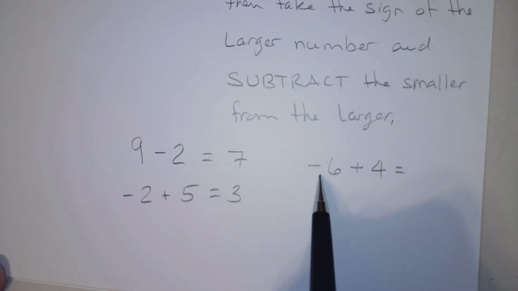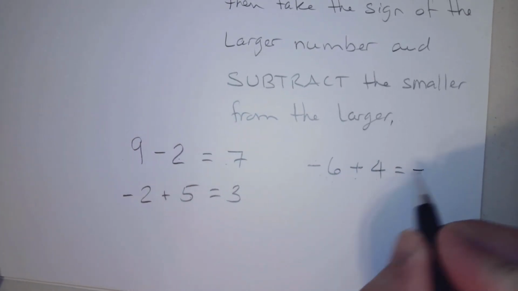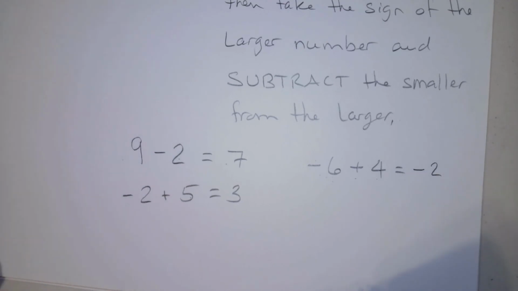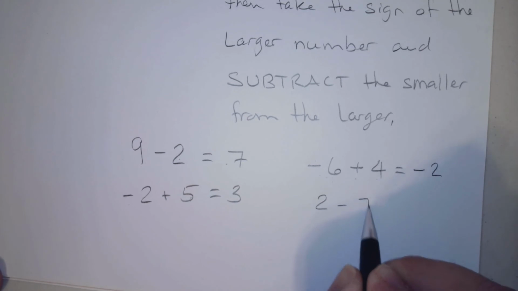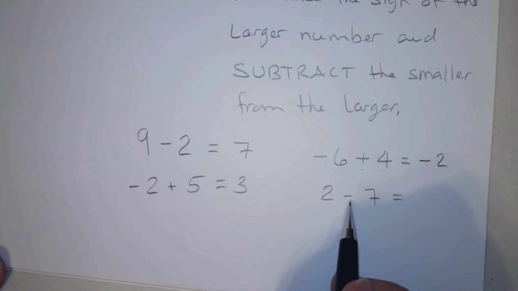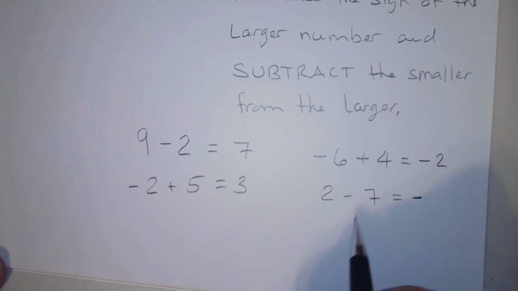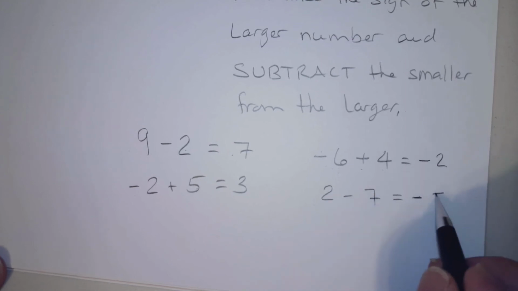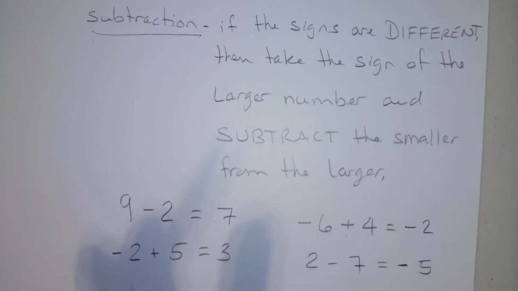How about this one? Negative 6 plus 4. 6 is bigger than 4. It's negative, so the answer is negative. 6 minus 4 is 2. 2 minus 7. Opposite signs. 2 is positive, 7 is negative. So since 7 is bigger than 2, the answer is negative. 7 minus 2 is 5. So that's what we're talking about with adding and subtracting: we look at the signs and treat the signs of the numbers differently.